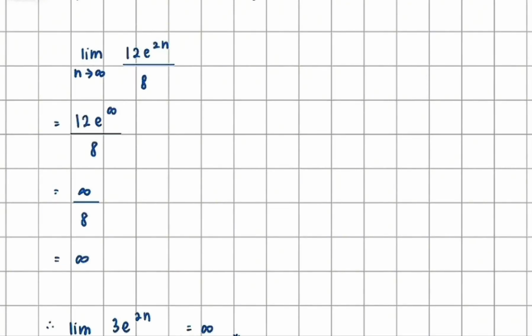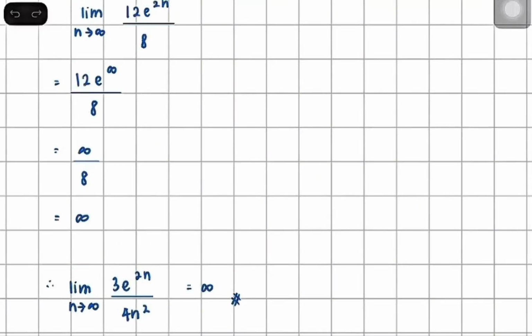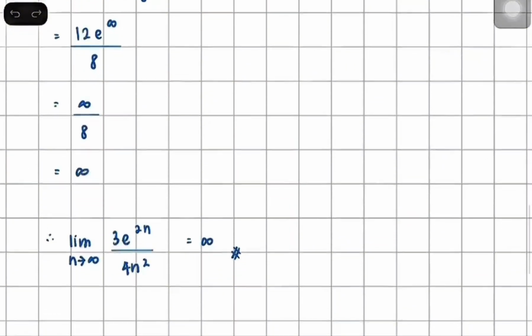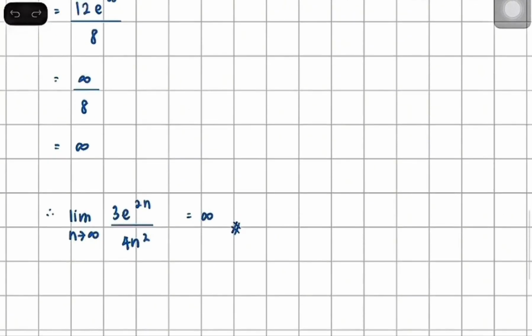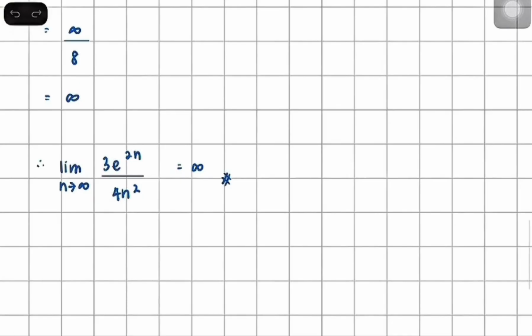So we get 12e to the power of infinity over 8, which is infinity over 8. As n approaches infinity, the exponential term e to the power of 2n grows much faster than n, so the expression still goes to infinity. So the final answer for this question is infinity.